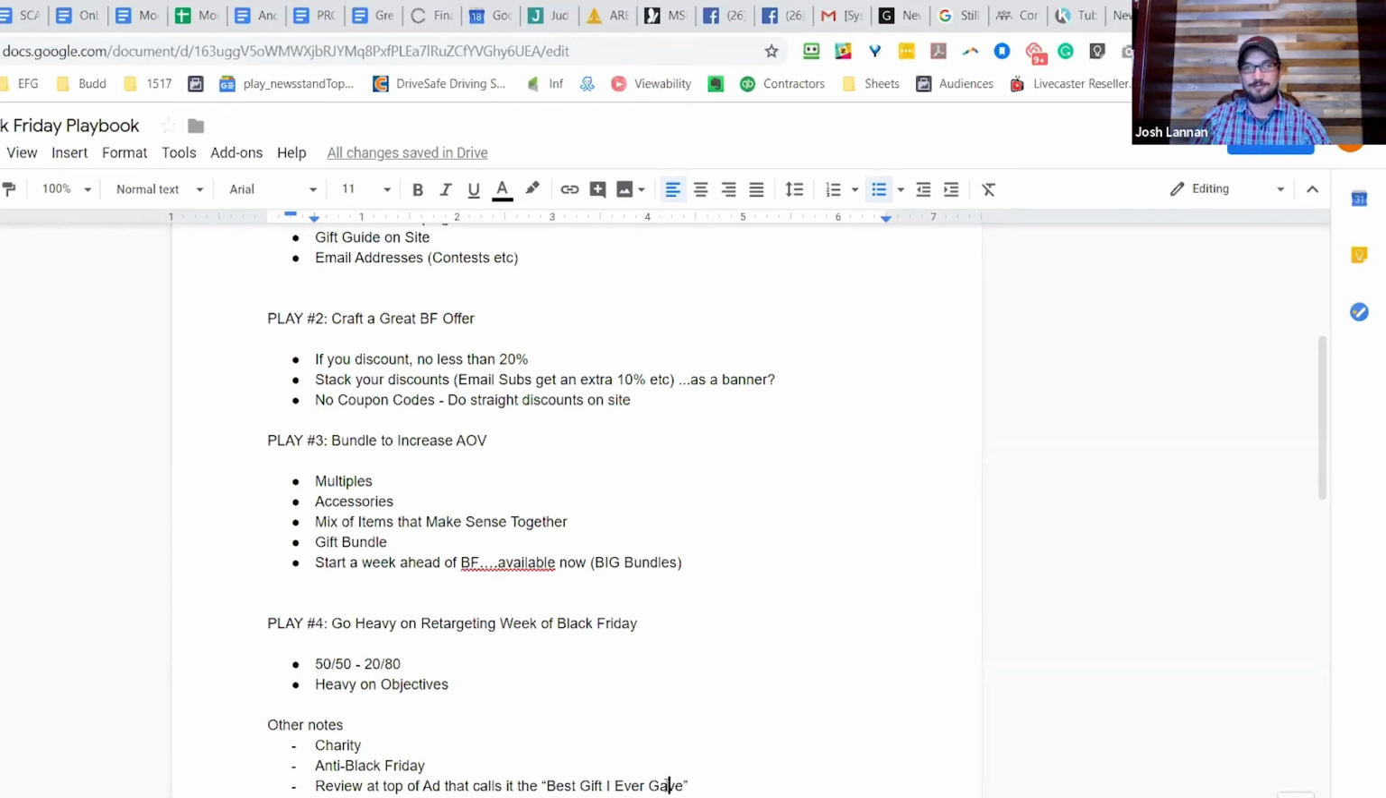So another consideration is, don't be afraid maybe to show this, as long as it's bundles that aren't really available any other time, as long as it's a unique type of stuff for Black Friday.